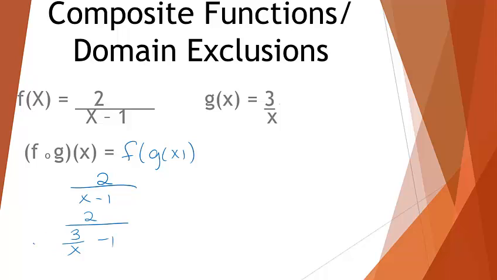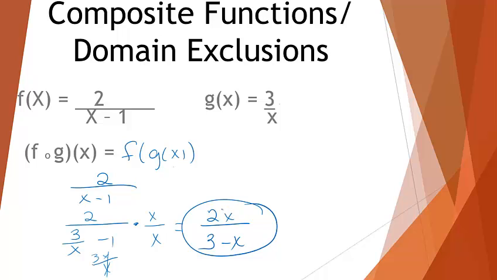Okay, now we need to simplify this complex fraction. To do that, I'm going to multiply this whole problem by x over x, which is just like multiplying by 1. X divided by x is 1. That's why I'm allowed to do that. So let's go ahead and multiply the numerator. 2 times x will give me 2x. And then when I multiply the denominator, here I'm multiplying 3 times x, which gives me 3x still over x. So my x's here will cancel. Leaves me 3, and then x times negative 1 is negative x. So function f evaluated at g of x gives us 2x divided by 3 minus x.